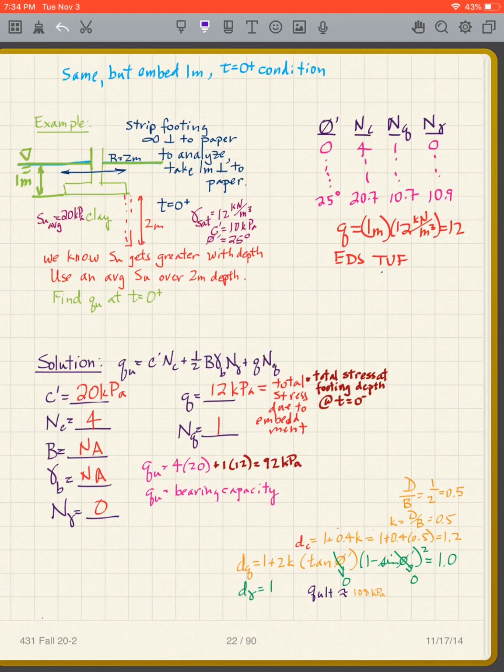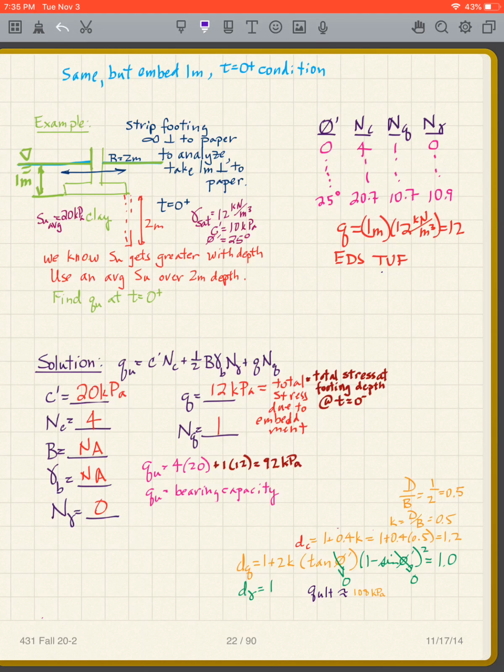There's different ways to look at it here. I'm looking at this out here, and I don't look at what's happening here, okay? If that's confusing to you, another way to look at this is it's the total stress at the footing depth at t equals 0 minus. T equals 0 minus is what? Before anything is built. So you can look at it this way is another way to look at this Q.